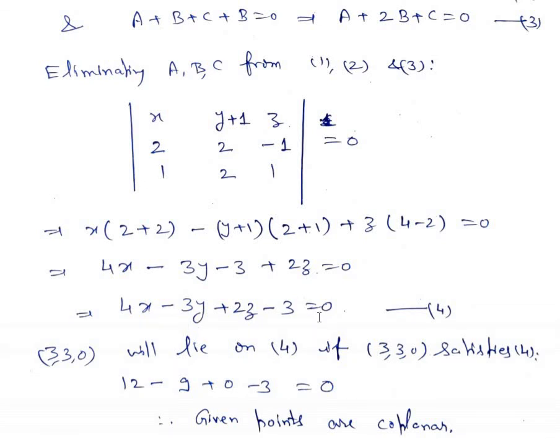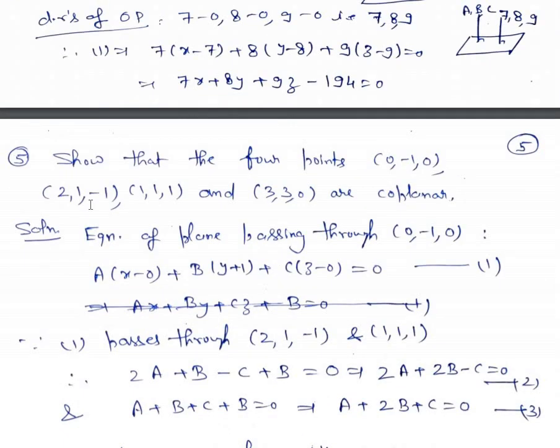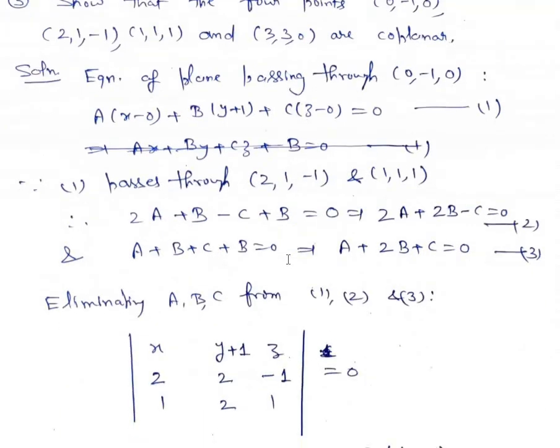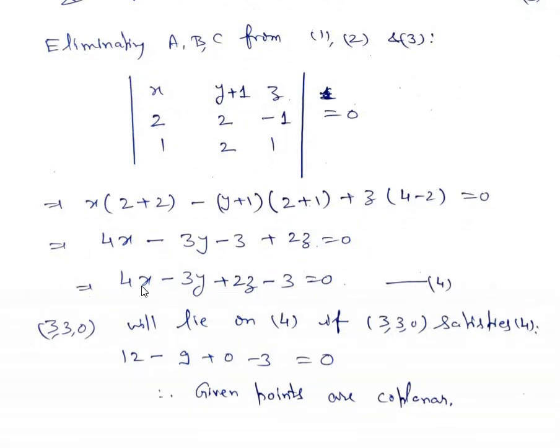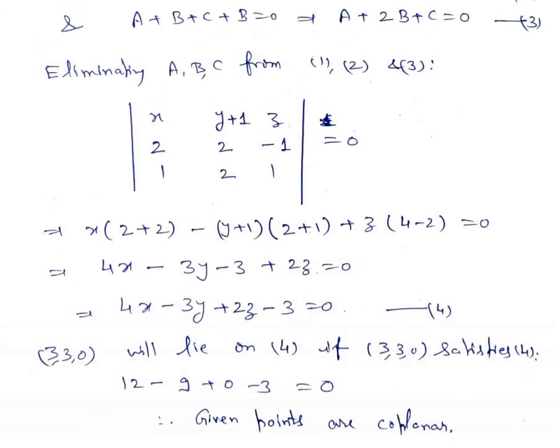So this is the plane which passes through these 3 points, and now we should show that 3, 3, 0 also satisfies this equation. So put x is equal to 3, y is equal to 3 and z is equal to 0. So we get 12 minus 9 plus 0 minus 3, which is equal to 0. That means 3, 3, 0 satisfies this equation. So the 4th point also lies on the plane. Therefore the given points are coplanar. Okay, thank you.